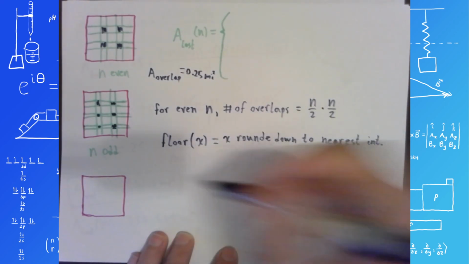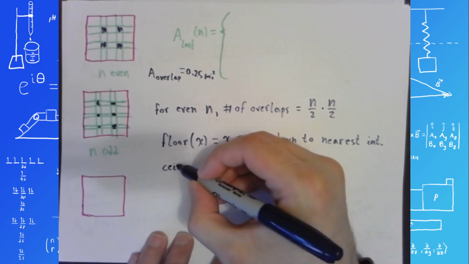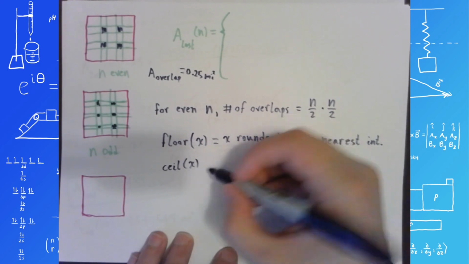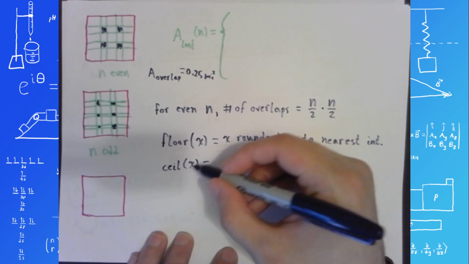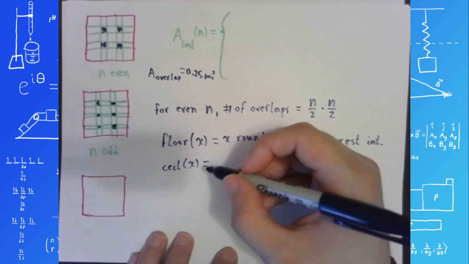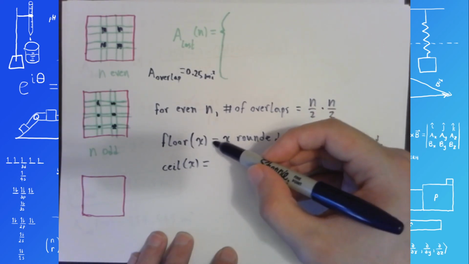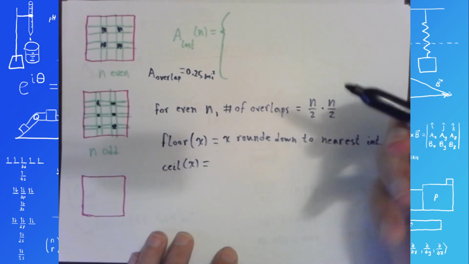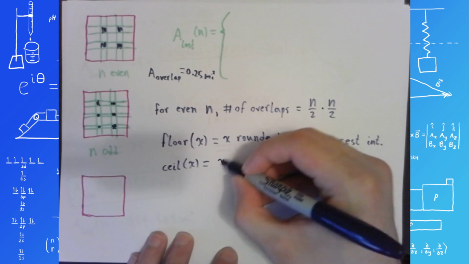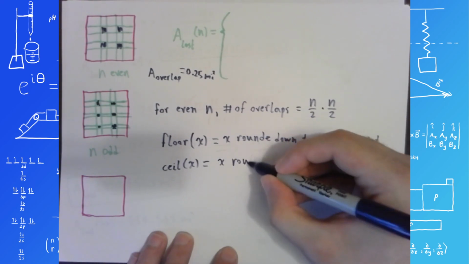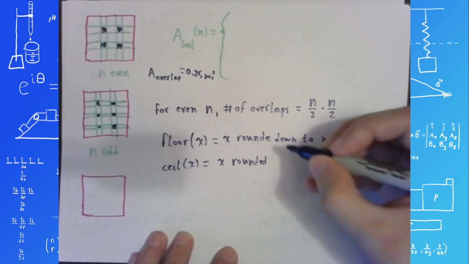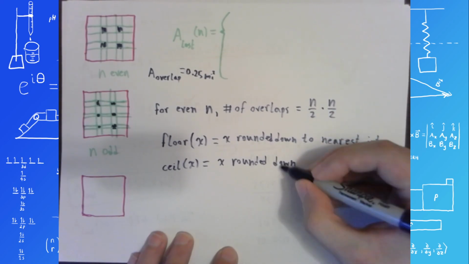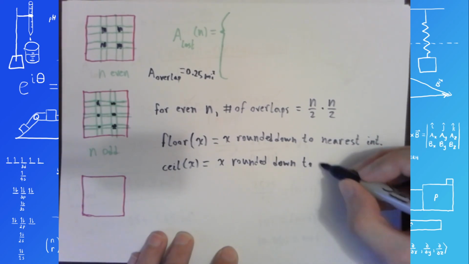And the opposite of a floor function is a ceiling function, which does the same thing except it rounds up. Regardless of how close you are to a lower integer, the ceiling function always rounds up. Regardless of how close you are to a higher number, the floor function always rounds down. So ceiling of x is x rounded up to nearest integer.